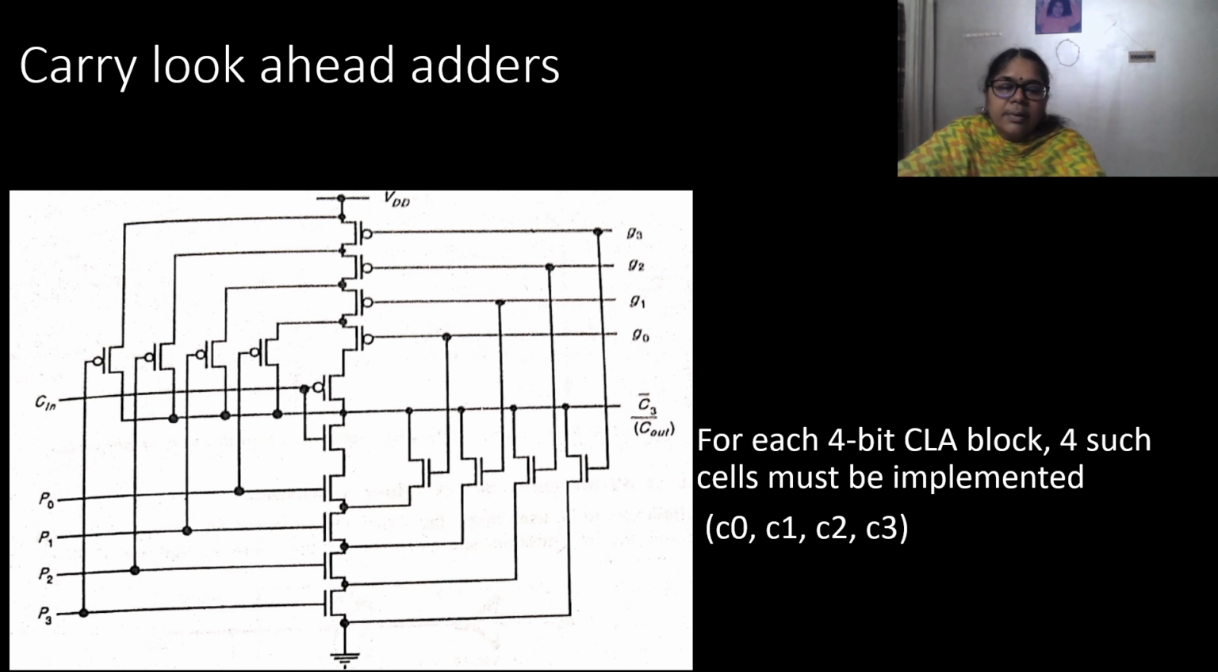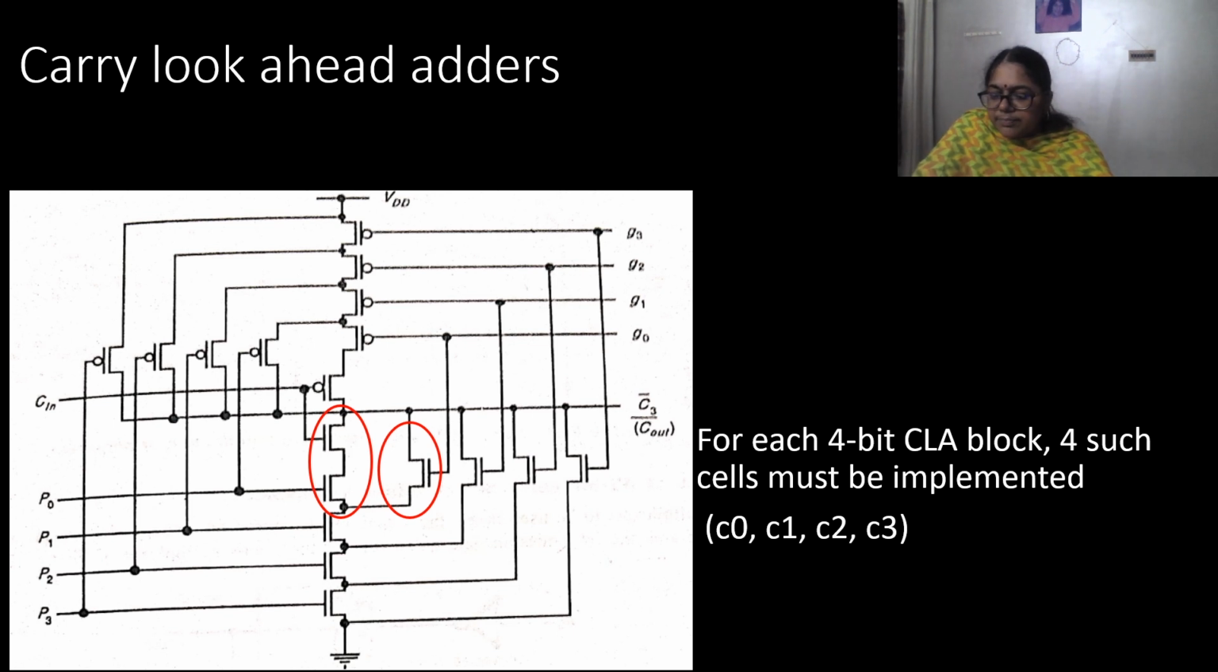Now, in this particular diagram, C3 bar is being generated by using this type of CMOS circuitry. So here what we can see is that the CMOS circuitry, whatever has been used, the structure is in this fashion.